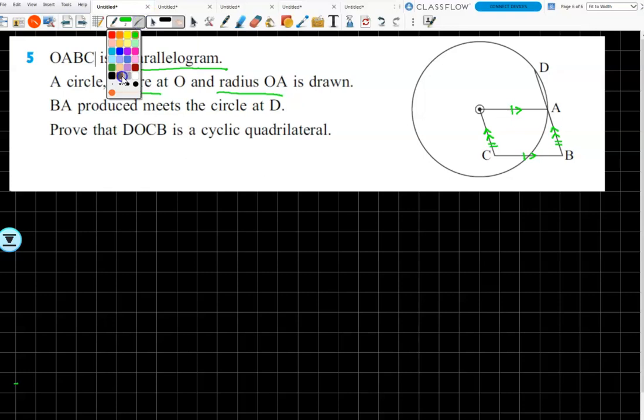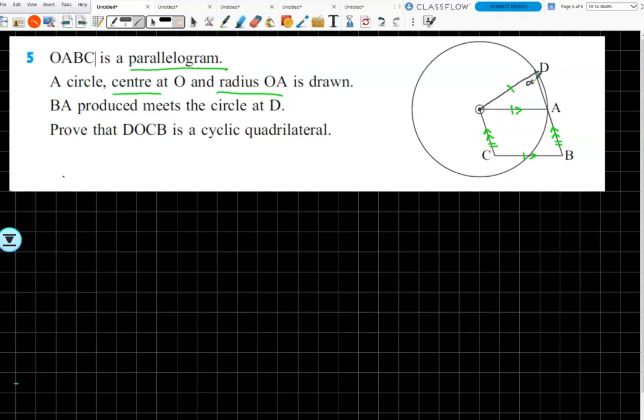I'm actually going to do it in the same color so it looks nice. Now, as soon as I connected that, what should I do? Right, it's the same as that. So in the back of my mind, we've got isosceles. Now, prove that DOCB is a cyclic quad. Because someone just said isosceles, I want to use that. So I would start by sticking an alpha there.